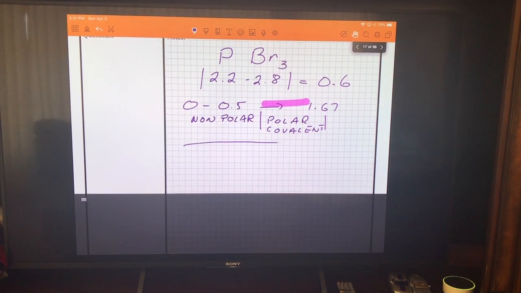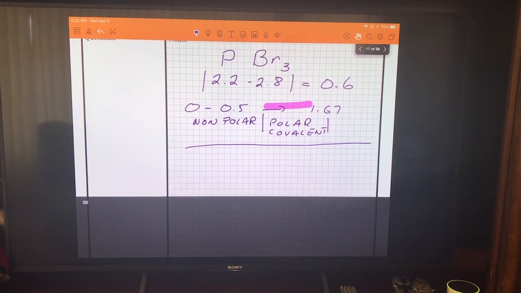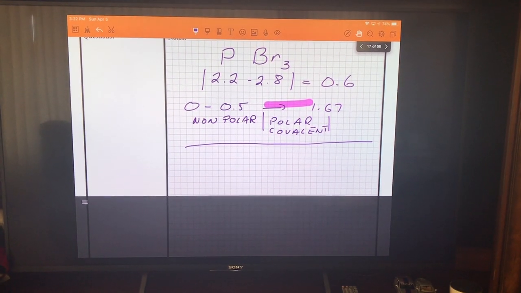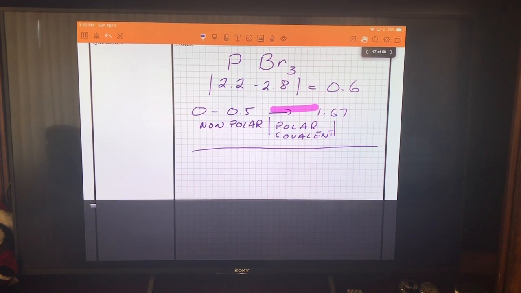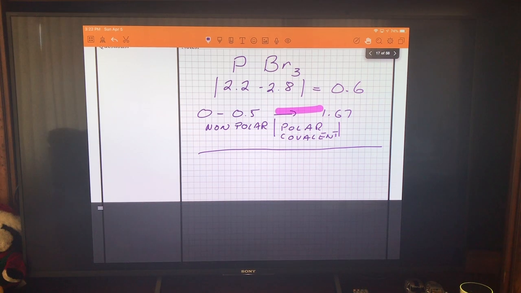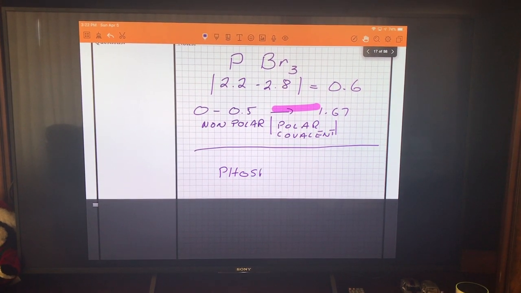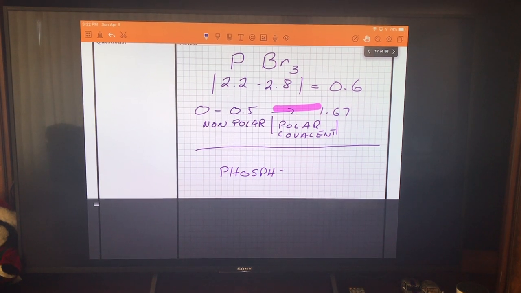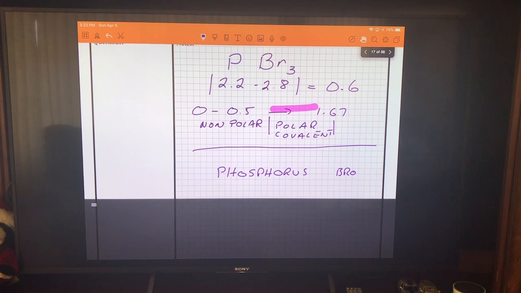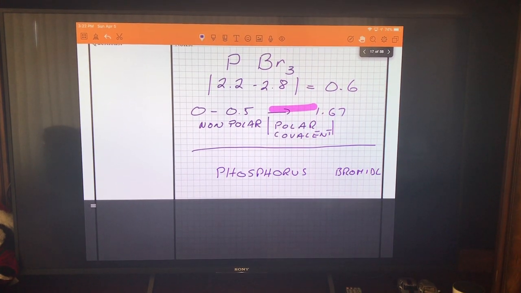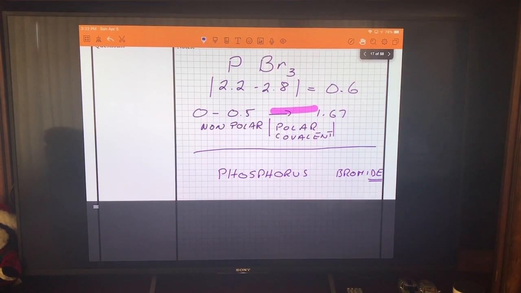The next thing that we need to do is develop its name. And because this is a covalent compound, we have to mention or include the number of atoms for each element in the name. So we're going to start with just the element name. So in this case, it is phosphorus and bromide. Remember that we always want the IDE at the end of it.